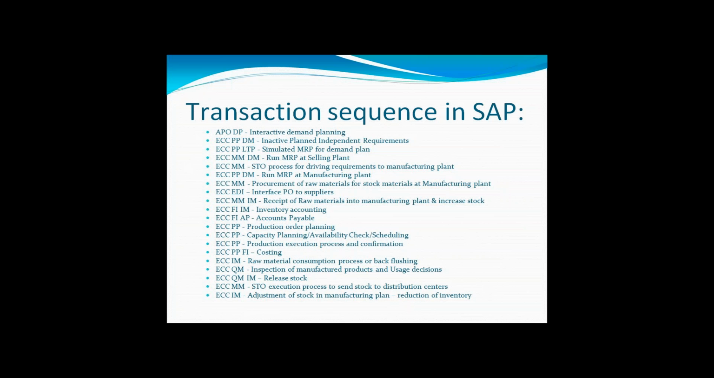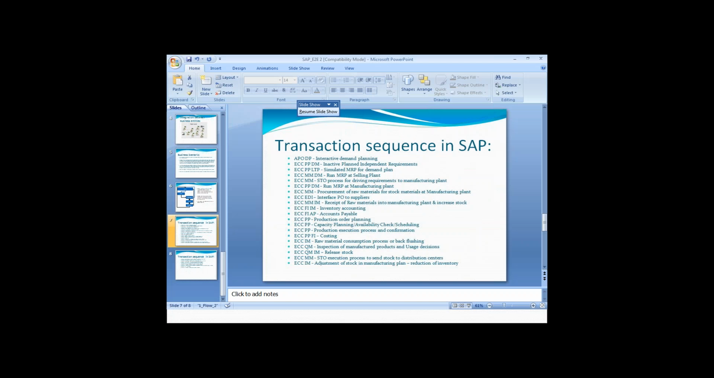So if you see, at this point we ran MRP for the manufacturing facility. We did a procurement process for raw material at the manufacturing plant. We were able to interface the PO to suppliers, and then what happens is you actually get the receipt of raw material into the manufacturing plant, right? So that's what happens in the next step. Right now, we don't have raw material in my plant. So once the supplier ships the product to me, in this case I'm the business here.